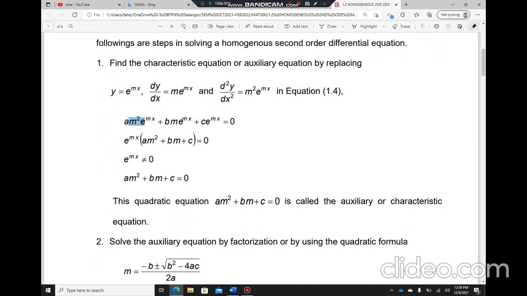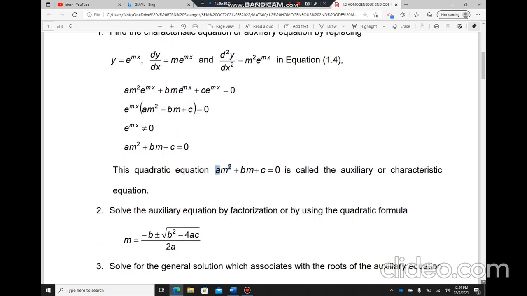So this one e^(mx) dia tak boleh sama dengan 0 sebab nanti dia undefined function. So kita ambil just yang dalam ni, a m square plus b m plus c equals to 0. This quadratic equation a m square plus b m plus c equals to 0 is called the auxiliary or characteristic equation. So yang inilah yang kita panggil sebagai auxiliary equation.